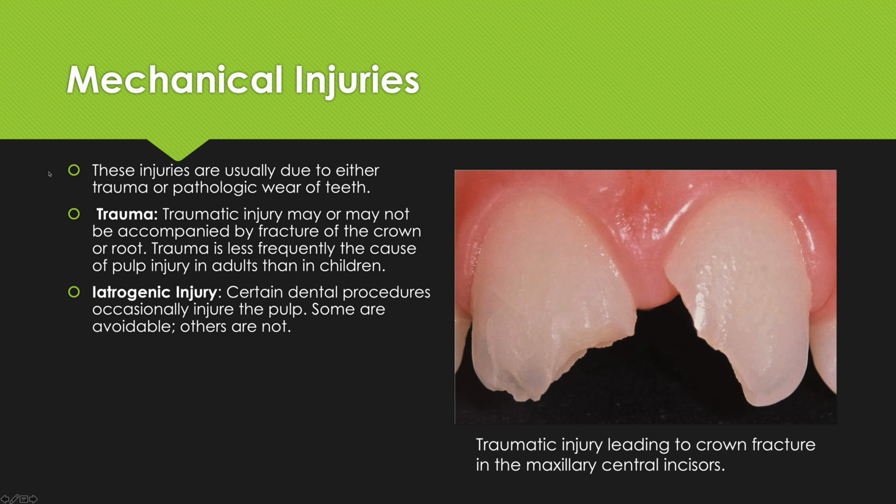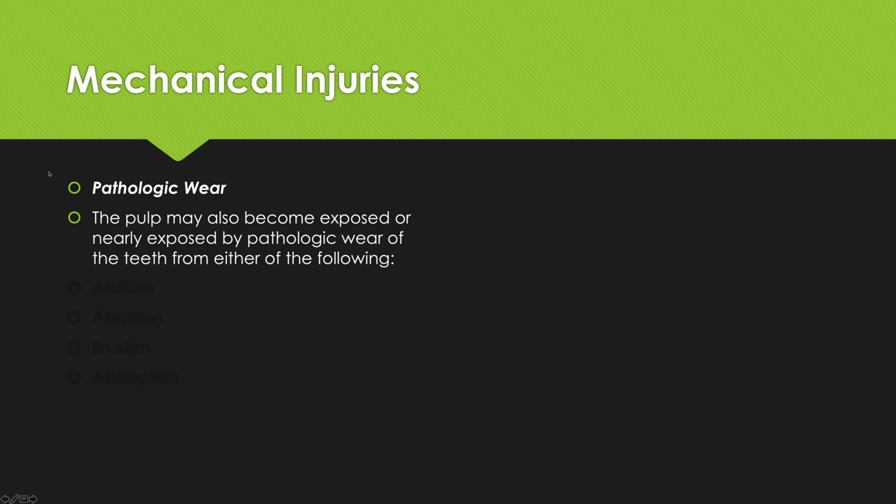Many times children fall down and crack their anterior teeth, which exactly is shown in the picture on the right, where we have traumatic injury leading to fractured crowns of both the central maxillary incisors. Then we have iatrogenic injury, which is caused by dentists, ironically, due to certain dental procedures that occasionally injure pulp. Some are avoidable, some are not. Then we have pathological wear, where pulp may also become exposed.